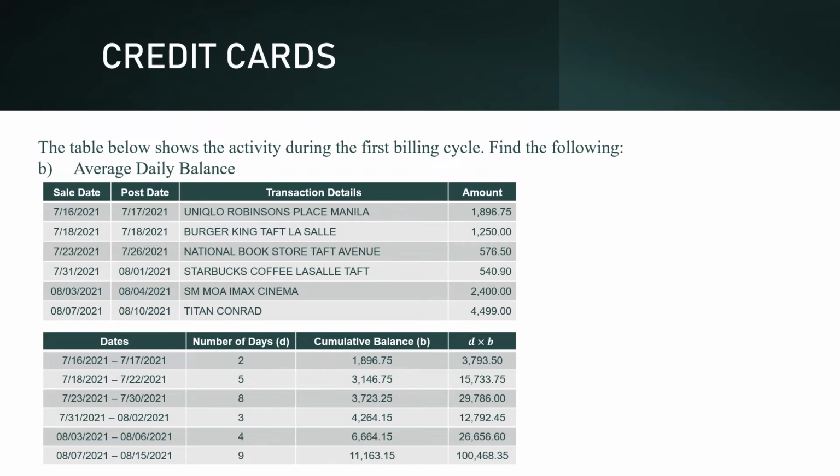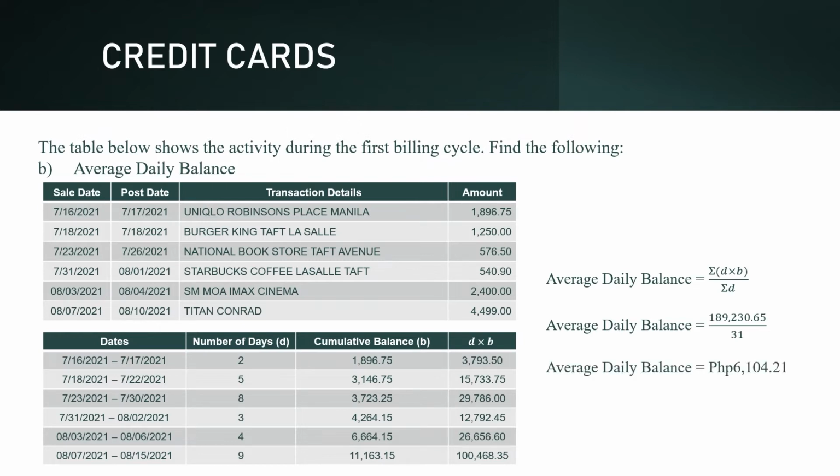The number of days a balance is retained and that balance will be multiplied to each other. Now, to get the average daily balance, we must divide the sum of all the products by the number of days in the billing cycle. So, in this example, 189,230.65 divided by 31 will be equal to 6,104.21 pesos.